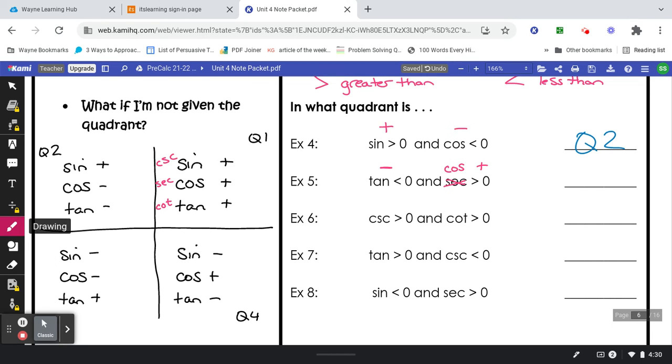Look over to your chart. Where is tangent negative and cosine positive? And they have to be happening at the same time. So even though tangent is negative right there, your cosine's not positive. So that's not the one we're looking for. It happens right over here. Cosine positive, tangent negative. Quadrant 4.